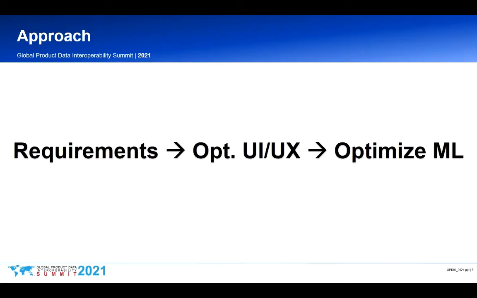Okay, so as far as the approach that we took with this project, we did start with requirements, and then we moved on to optimizing the user interface and user experience, and then optimizing machine learning. But as far as requirements, the first thing we did was identify devices being used for this application. Since it is image processing, and that's heavily involved, we do need to have hardware that's capable of taking a clear image.